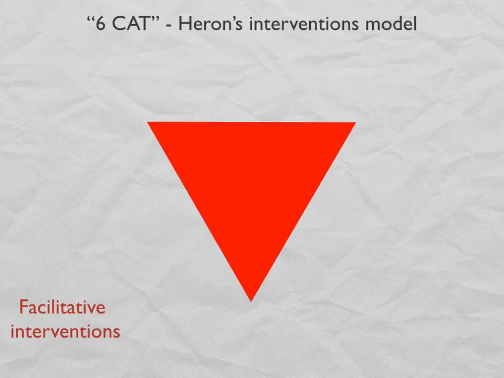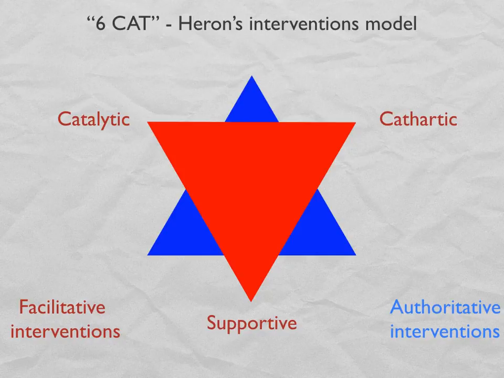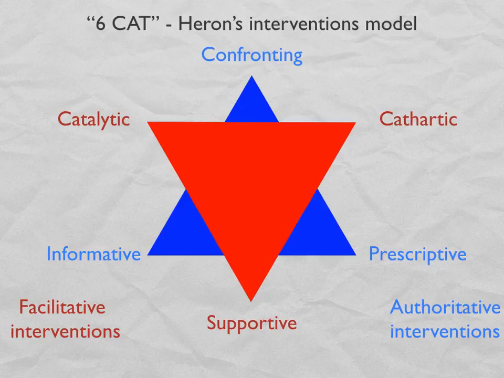So first of all, there are the three facilitative interventions, and those are supportive, catalytic, and cathartic. Then interwoven around all of those three are the three authoritative interventions, which are confronting, informative, and prescriptive. Okay, so we've got the facilitative interventions, supportive, catalytic, cathartic, and we've got the authoritative interventions, confronting, informative, prescriptive.